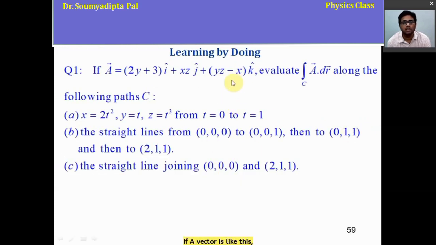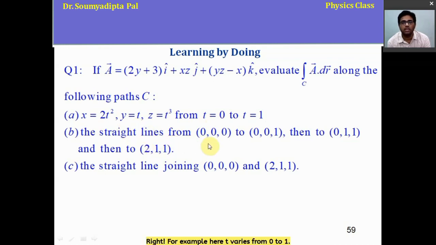If a vector is like this, then we have to evaluate the line integral of the vector A along the following paths. Now in question A, these forms of x, y and z are called parametric equations because these coordinates are dependent on only one variable, that is t, and they are related by these equations. That means only by defining t we can define each and every point in space by these equations, right?